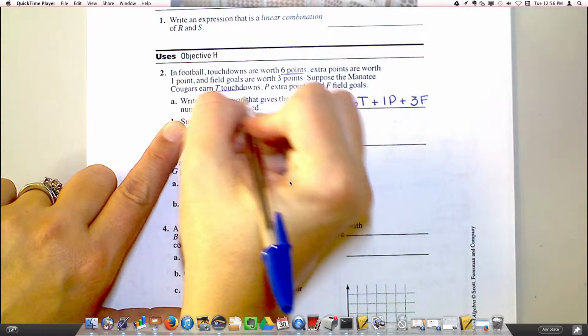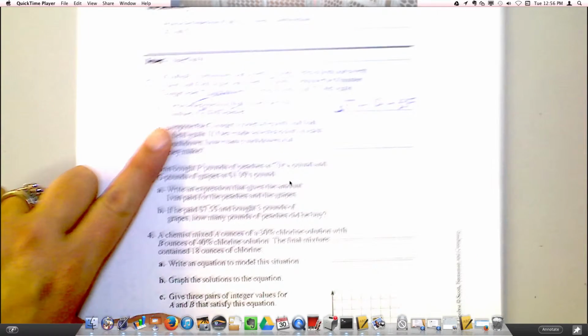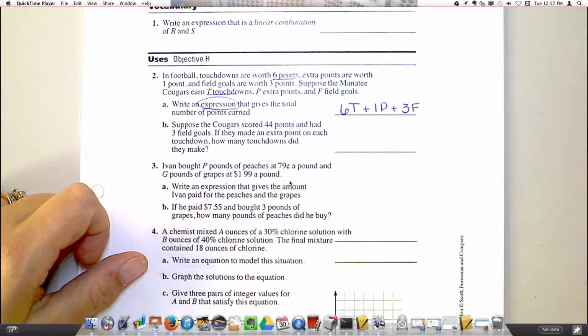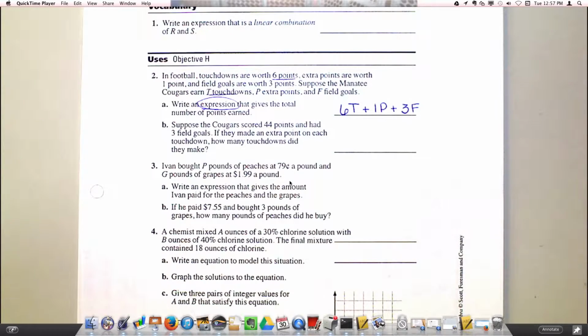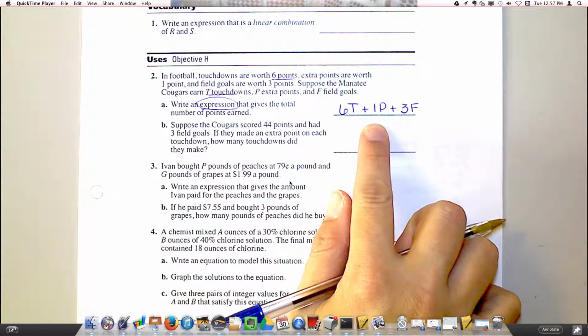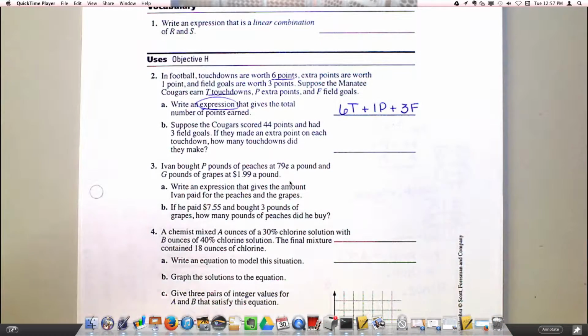Now notice it says write an expression. What does that mean? What's the difference between an expression and an equation? Okay, an expression does not have an equals. An equation does. So this we're just leaving just like that, because we don't know how many points we earn total.